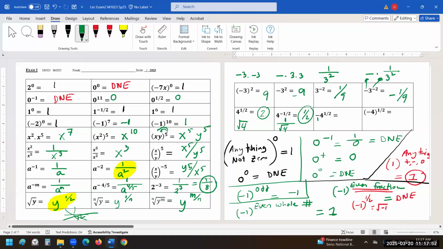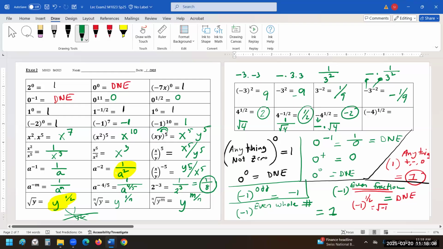Now, when you have a negative in the front, it's always a multiplication. So it's negative times square root of 4. That's why you have negative 2.